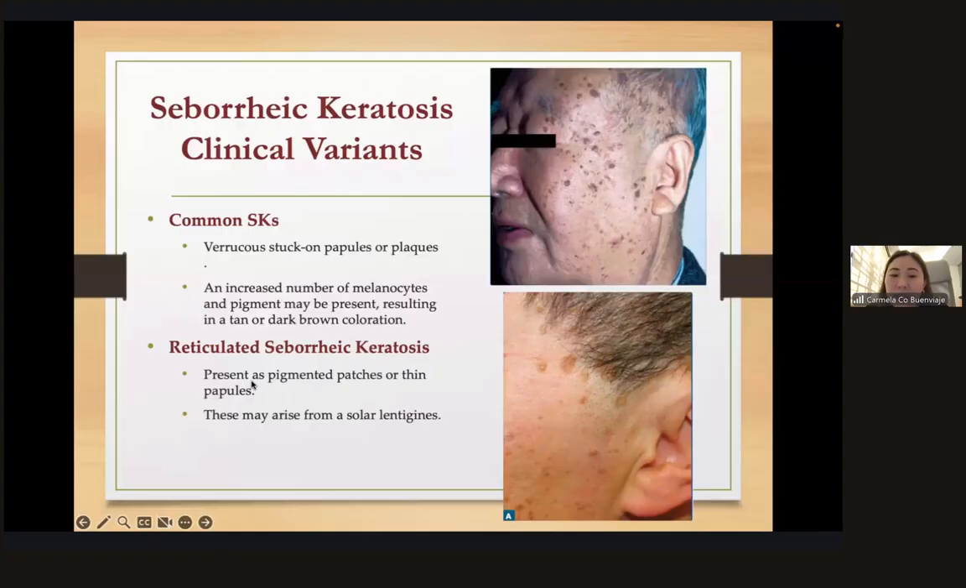Next would be reticulated seborrheic keratosis. So this presents as pigmented patches or thin papules. So they're much thinner compared to the common seborrheic keratosis. They could be thin papules or even just patches with pigment. So these actually may arise from solar lentigines or sunspots. So first, after chronic sun exposure, the patient can have solar lentigines, sunspots. Eventually, these can become slightly elevated. So they have already converted into a reticulated seborrheic keratosis.